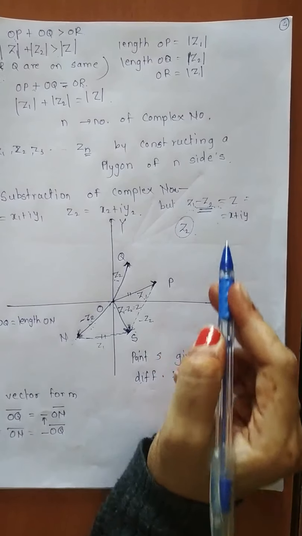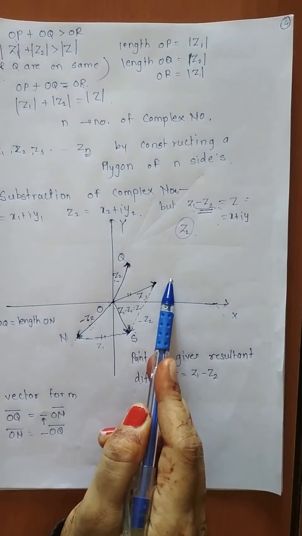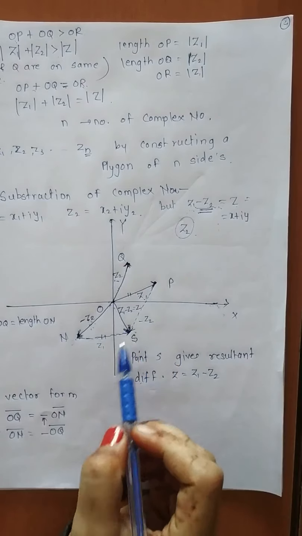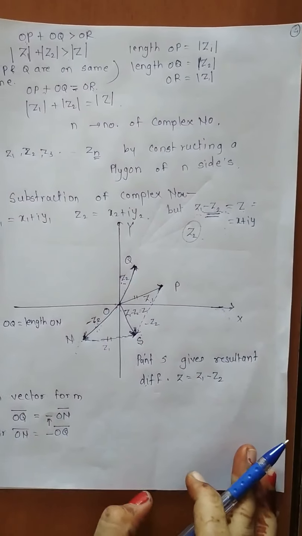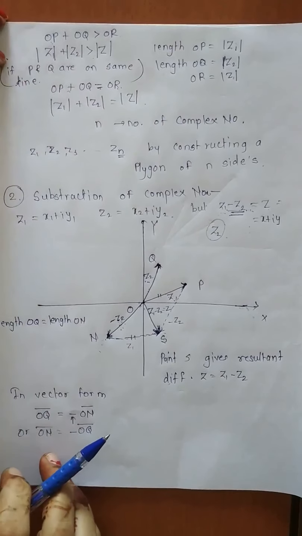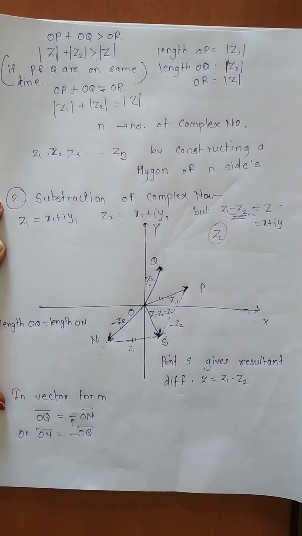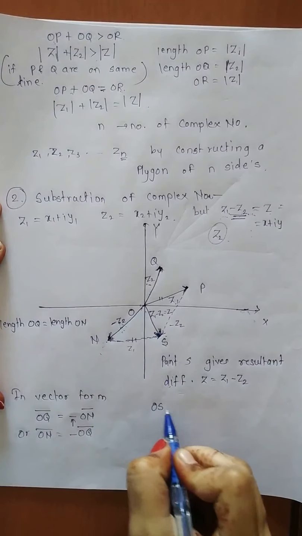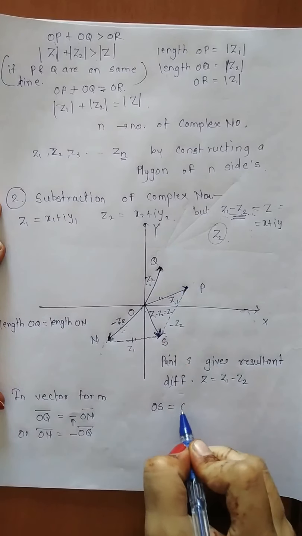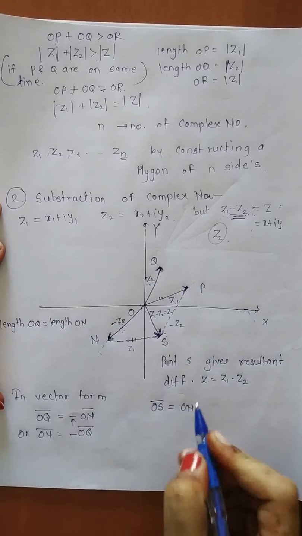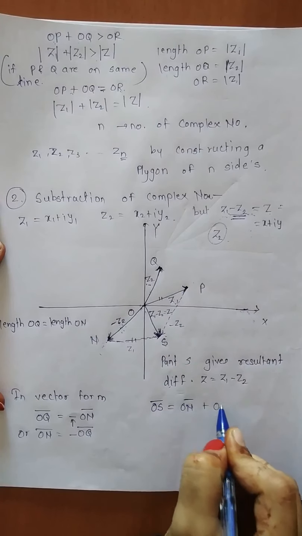So this is obtained by constructing the parallelogram OPSN. So by constructing OPSN as a parallelogram, we will get the difference Z1 minus Z2. Now according to the law of parallelogram of vector addition, this diagonal OS will be equal to what? ON plus OP. Okay, so diagonal OS or OS bar is equal to ON bar plus OP bar.